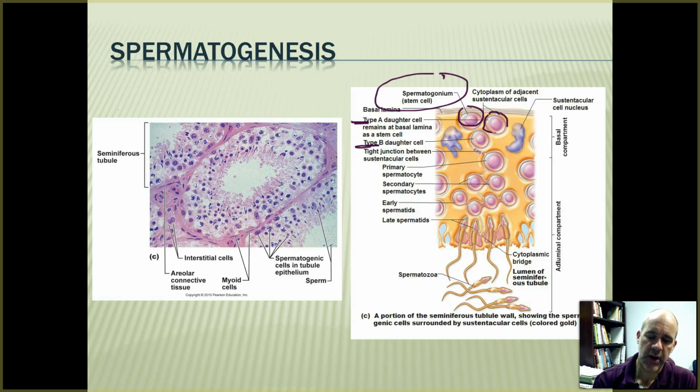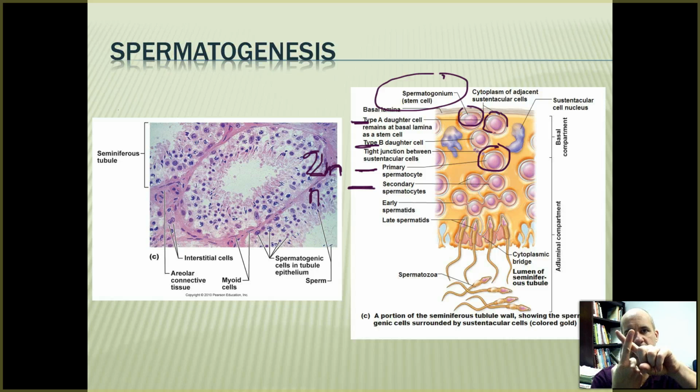The type B daughter cell undergoes some changes and becomes a primary spermatocyte. So remember, that's a 2N diploid cell. One of those divides into two secondary spermatocytes. And they're considered haploid, but keep in mind you've got 23 duplicated chromosomes in there, so they're attached to each other like that. And then each of those divides into early spermatids. That's your meiosis II process. So those duplicated chromosomes separate, each individual going into a separate early spermatid.